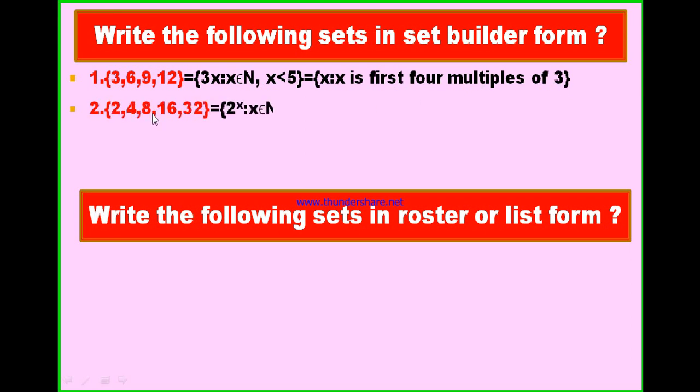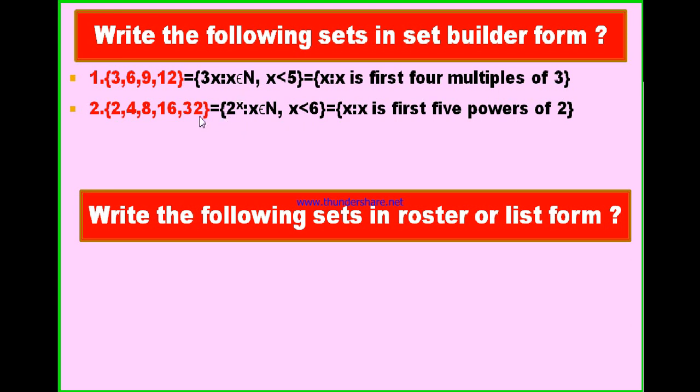Now second one. The set 2, 4, 8, 16, 32. You see 2 power 1, 2 square, 2 cube, 2 power 4, 2 power 5. Therefore, it is 2 power x such that x belongs to the set of natural numbers and x is less than 6. Means 2 power 1, 2 square, 2 cube, 2 power 4, 2 power 5. You should not write 2 power 6.